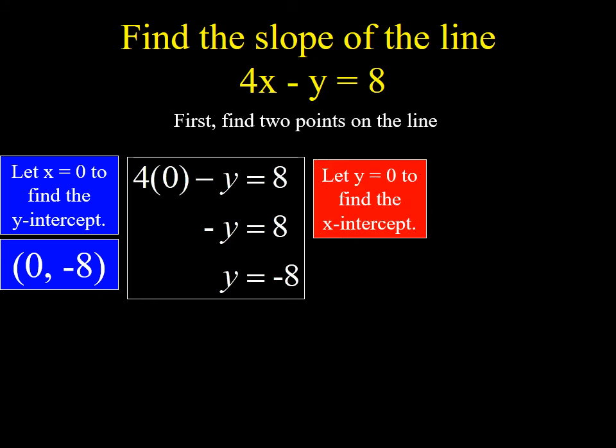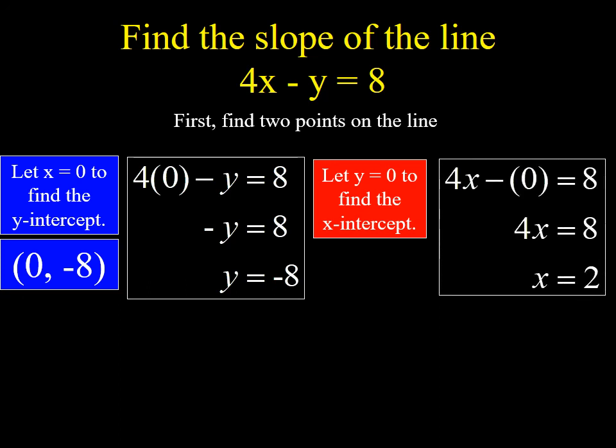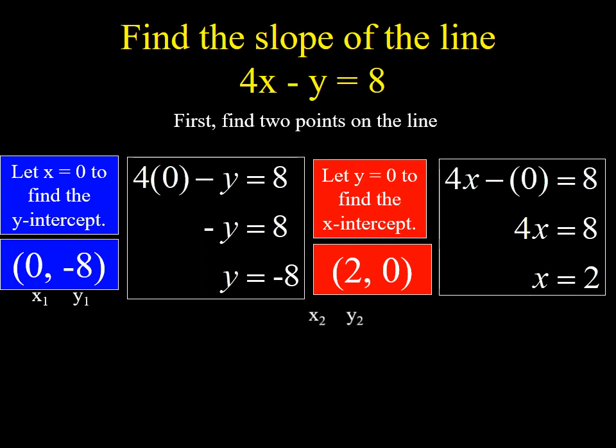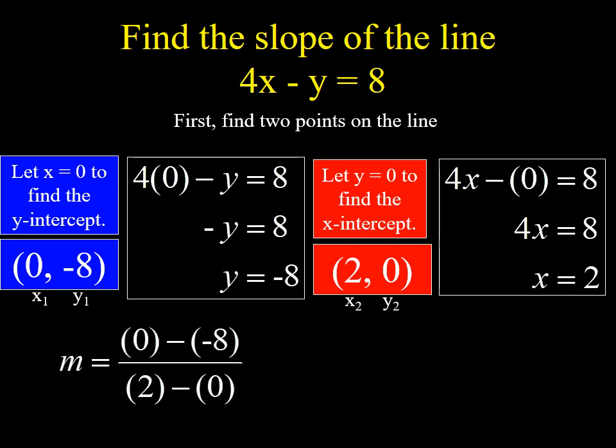Another point, let y = 0 to find x. 4x - 0 = 8, 4x = 8, so x = 2. The point here is (2, 0). Now we have 2 points. We will represent them on the Cartesian plane. Label x1, y1, x2, y2. The slope equals (0 - (-8)) over (2 - 0) = 8 over 2. So the slope equals 4.